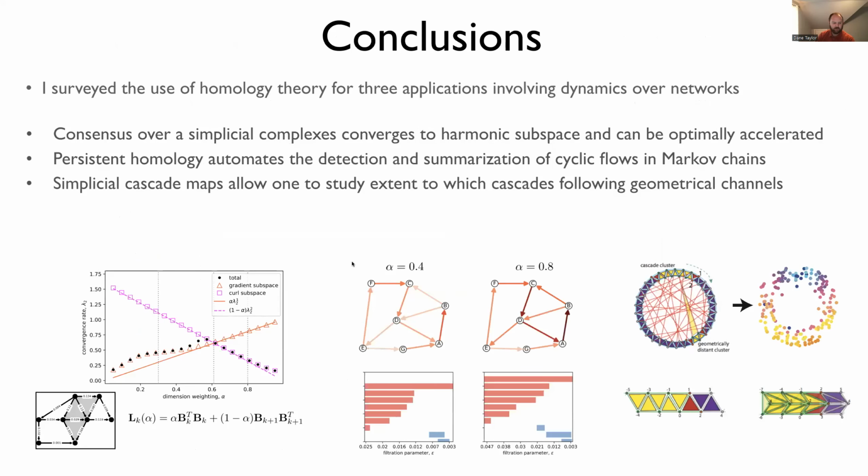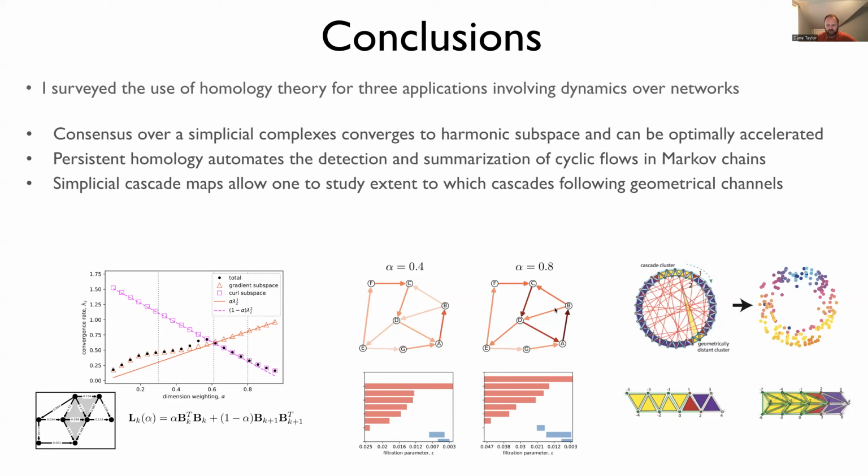So I'll just jump here to the conclusion. Essentially, thanks for your attention. I wanted to survey three application areas. We're using homology to study dynamics over networks, and mostly looking at generalized dynamics over simplicial complexes instead of dynamics over graphs. I introduced a model for consensus, and found that we could balance some subspace dynamics to optimally accelerate consensus for functions defined over edges.